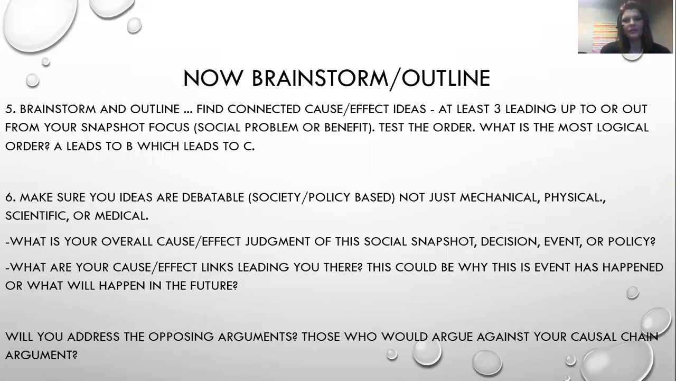Okay, here are some ideas for starting your outline. Research, research, research, of course. Choose at least 3 leading causes or effects and test the order. Make sure it's logical. See what others have said about your snapshot event or statistic in time. Make a prediction or another type of judgment, a blame or a praise kind of judgment. Why is this happening? Why did it happen? Why will it happen? Look for opposing arguments, those who would argue against your causal chain argument.